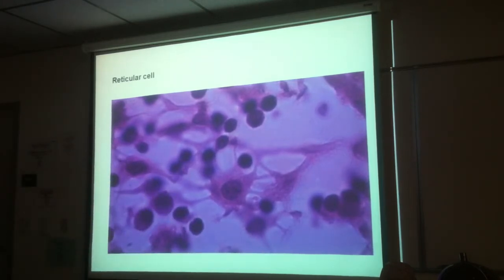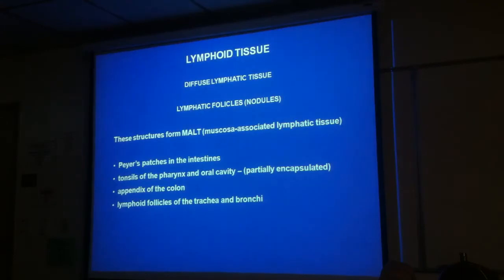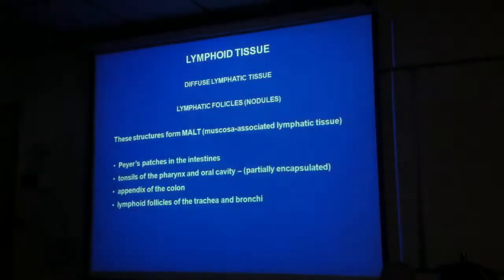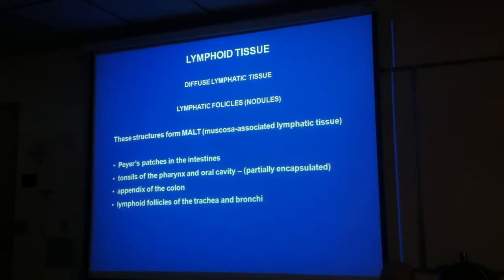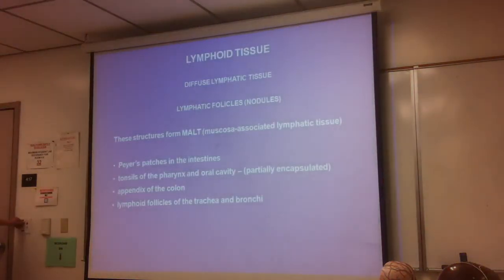You can't tell. Now when we get to lymphatic tissue, B cells are more likely to be found in certain locations, and T cells in other locations. But by appearance, you can't tell. So these are the organization of the first part of the lymphatic. Let me get a different view here.